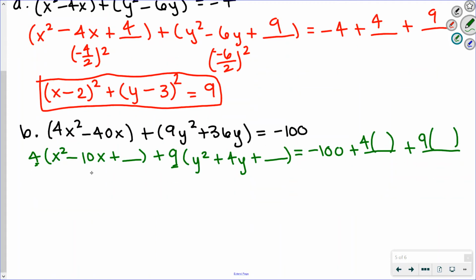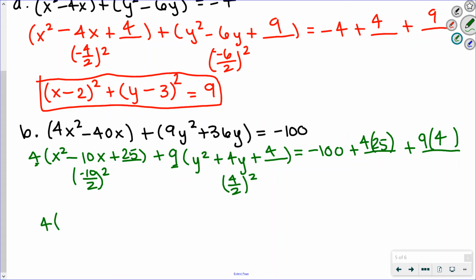Now let's complete the square. The middle term divided by 2 squared. This gives us 25. Do it again here. Middle term divided by 2 squared. That gives us 4. Now that we have it completed, we can go ahead and factor it.